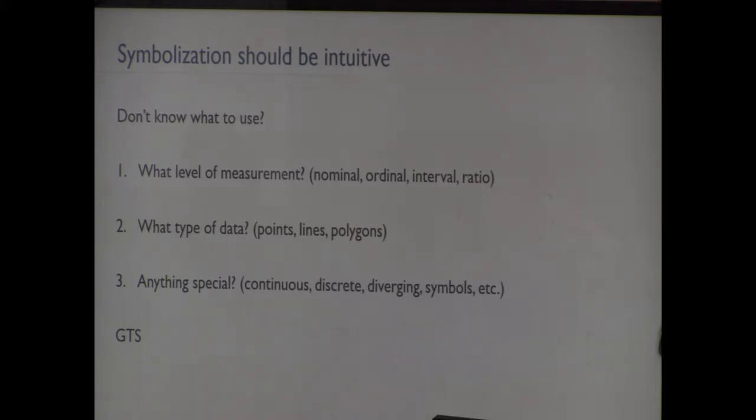What type of data do you have? Points, lines, or polygons, or rasters? Is there anything special about your data? The values are continuous. The values are discrete. I need to show deviation from a central point, so I've got a diverging data set. I want to use special symbols that people are going to understand. Men's room, women's room. If you can answer these questions, then I put my little GTS acronym on there. You guys know what that means? Google that and you can fill in the S.